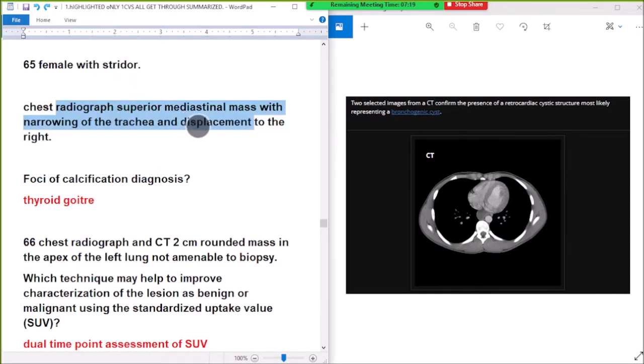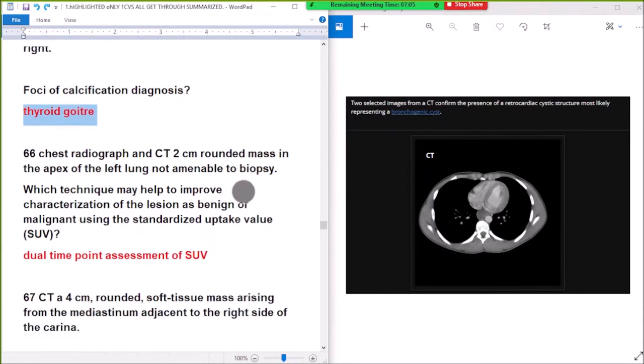Chest radiograph shows superior mediastinal mass with narrowing of the trachea and displacement to the right. Focal calcification is also seen, diagnosis: thyroid goiter. Goiter can also have focal calcification. So superior mediastinal mass with narrowing of the trachea and displacement to the right, in a female with stridor, diagnosis: thyroid goiter.